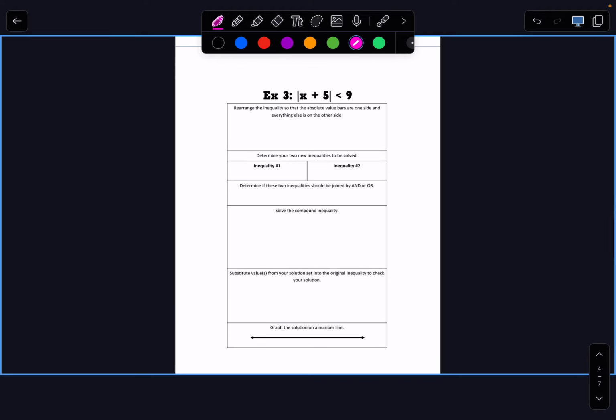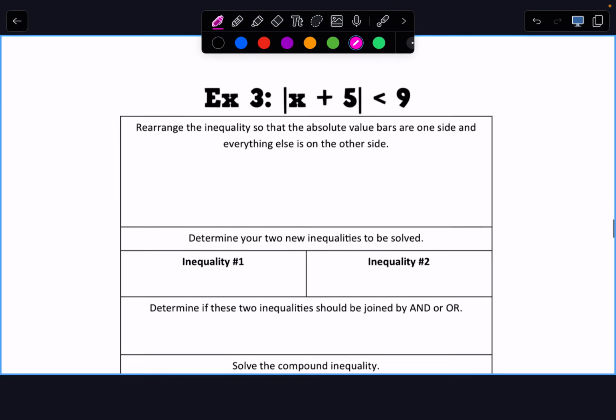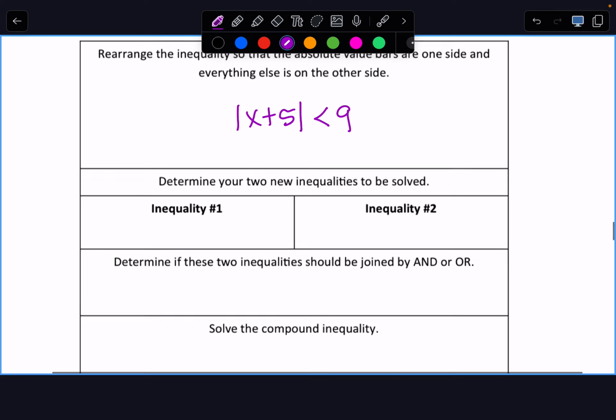All right, let's go to example 3. Let's get a little bit more exciting here, huh? In example number 3, do we have to do anything to get the absolute value by itself? The absolute value of x plus 5 is already by itself, so we don't have to do any extra work before we split it up into two inequalities. So we are going to ditch the absolute value sign and keep our inequality the same.